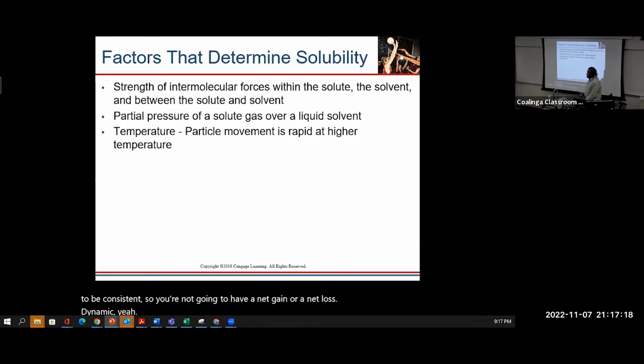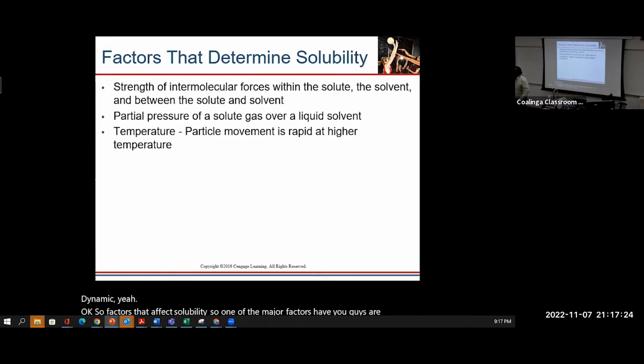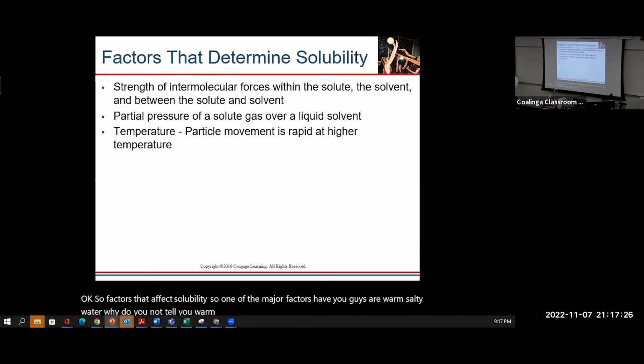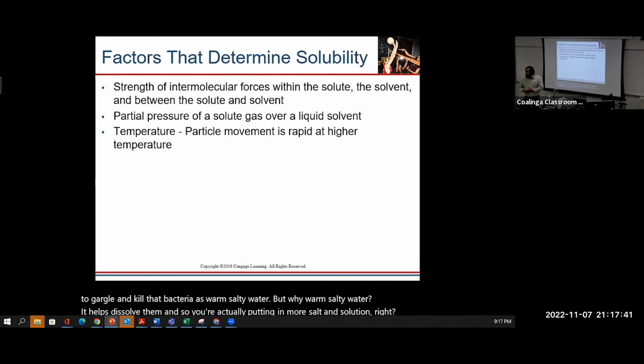Okay, so factors that affect solubility. One of the major factors: have you heard of warm, salty water? Why do they tell you warm, salty water? You know that cold, salty water will work just as well to gargle and kill that bacteria as warm, salty water. Why warm, salty water? It helps dissolve, so you're actually putting more salt in solution, right? The other factor is intermolecular forces.